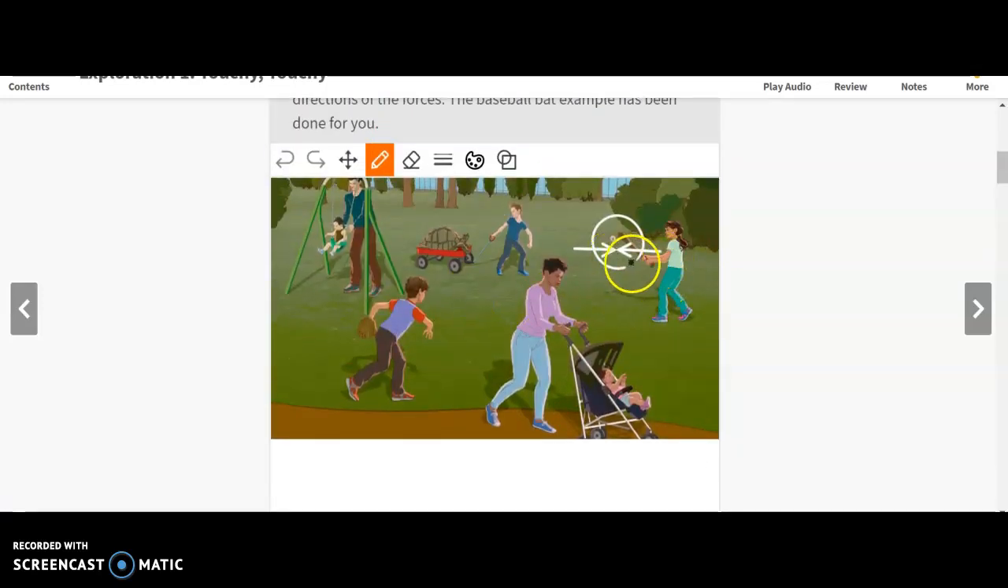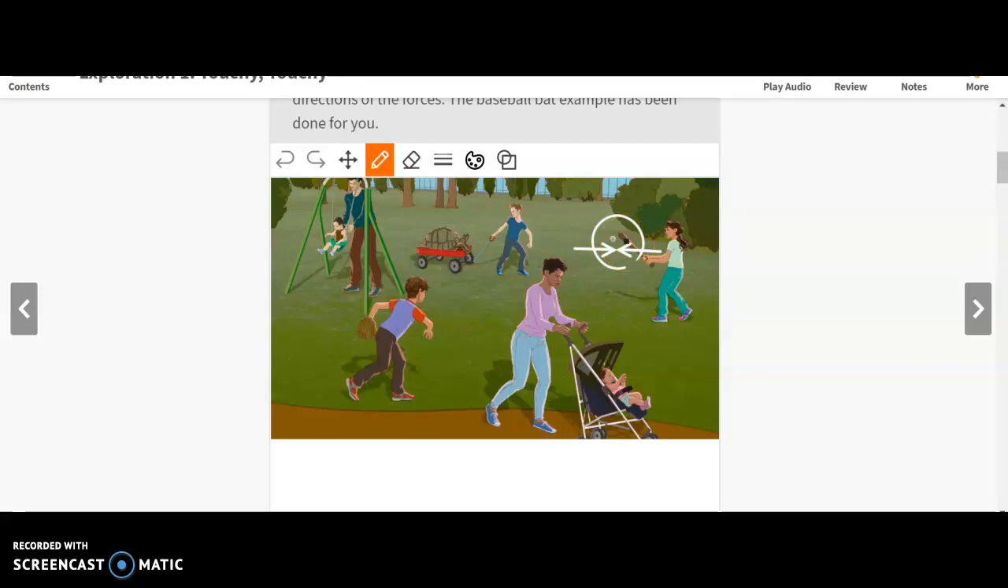So the first one that they've labeled is they've shown an arrow going this way. Do you see how her bat is pushing the ball that way? Well, what's the ball doing? The ball's actually pushing back because it's flying towards the bat. She's going to hit it and it's going to go back this way. So that's a contact force. The ball and the bat are coming into contact and they're both pushing each other.